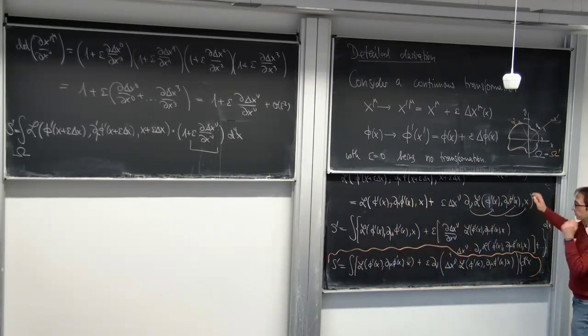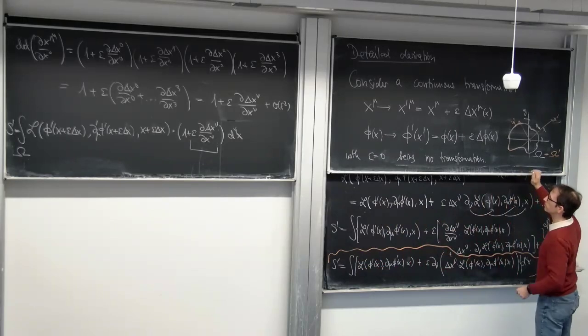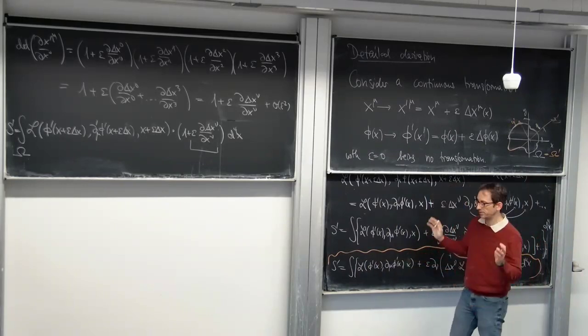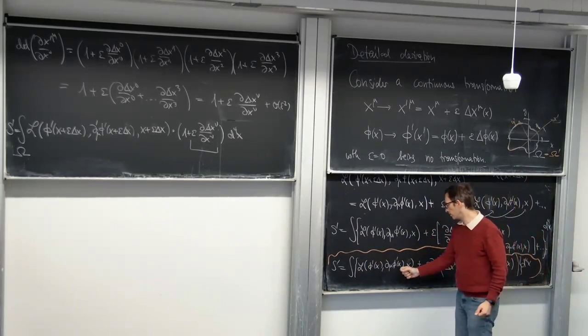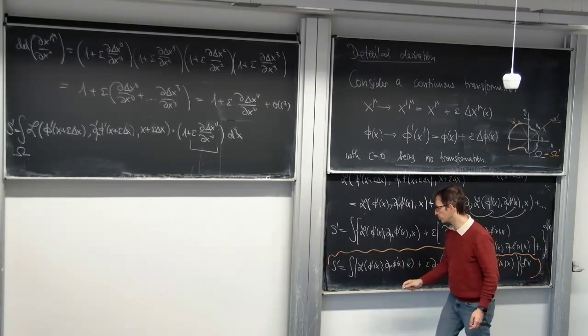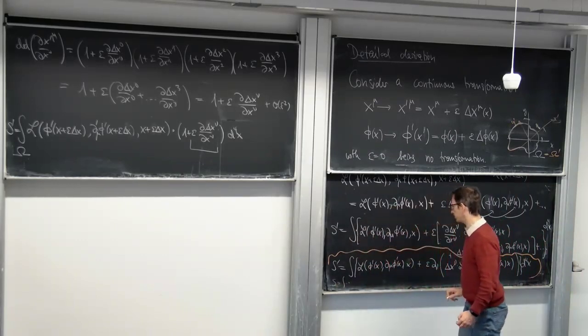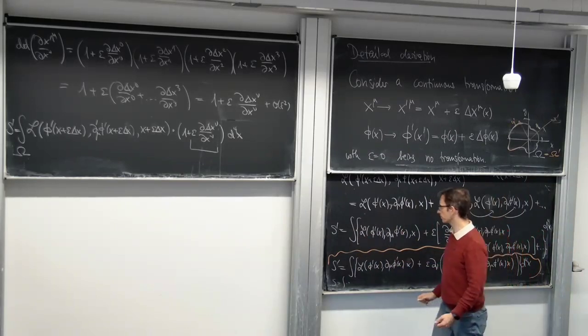Now this looks almost like the term on the right-hand side, which I erased from the blackboard, except we still have the primes on the phi. So in order to be able to compare it to S, which is the same thing without the primes, I have to replace these now.